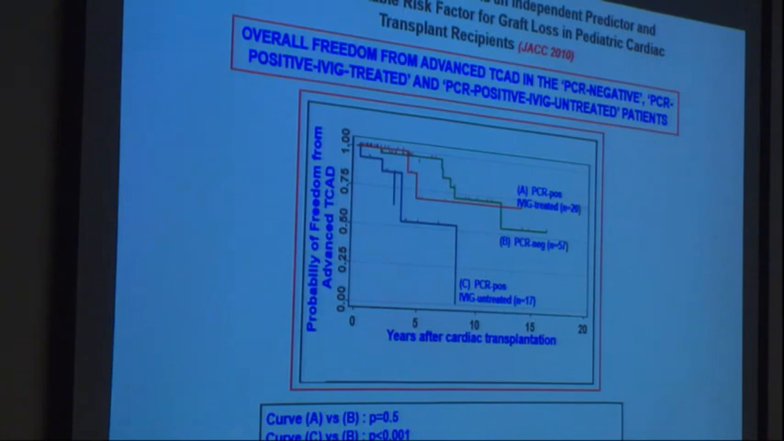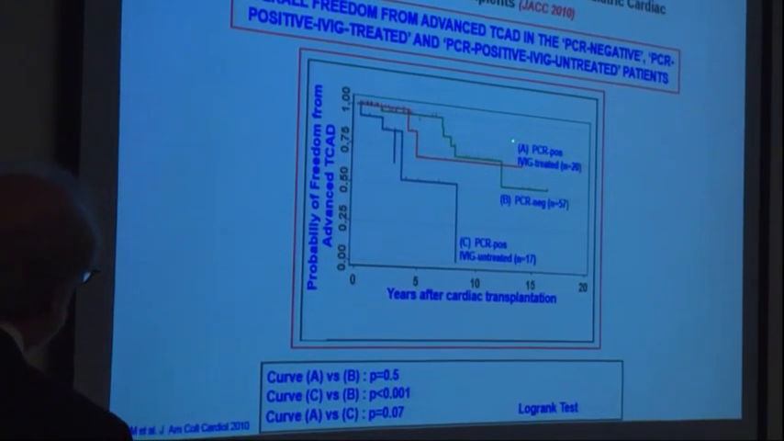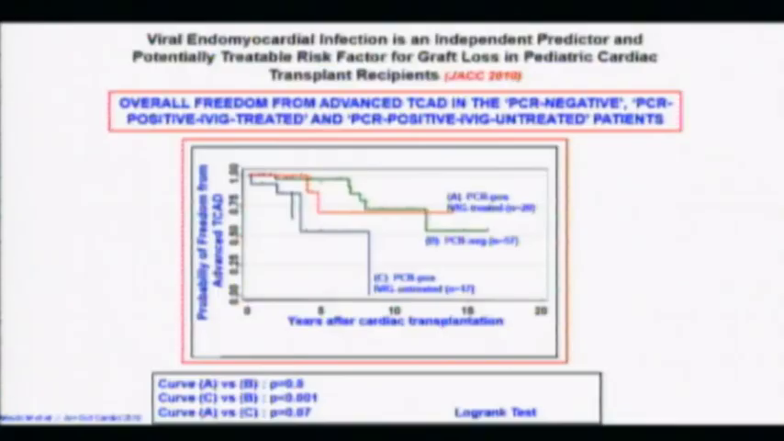When you look at the overall freedom from advanced transplant coronary disease and the positive versus negative versus IVIG treated group, you can see here PCR positive, IVIG treated. You can see the PCR positive, the PCR negative in green here. So they're nearly overlapping. And in fact, the treated patients seem to do better over the long haul than even the PCR negative, although it's not really statistically significant. And then the PCR positive steroid treated patients do much worse than all of the above.